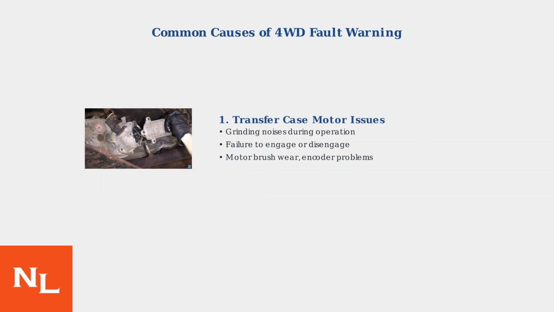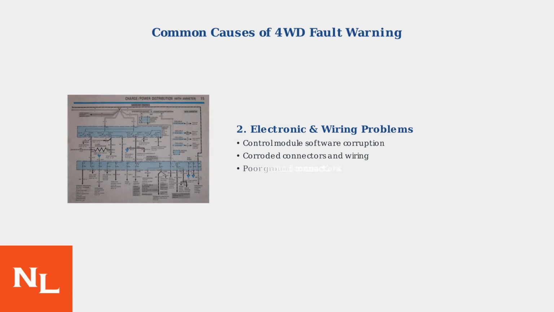The most common cause is transfer case motor failure. This results in grinding noises, failure to engage or disengage 4WD mode, and is often due to worn motor brushes or encoder ring problems. Electronic failures include control module software corruption and hardware degradation. Wiring problems from corrosion, road debris damage, and poor ground connections are also frequent culprits.